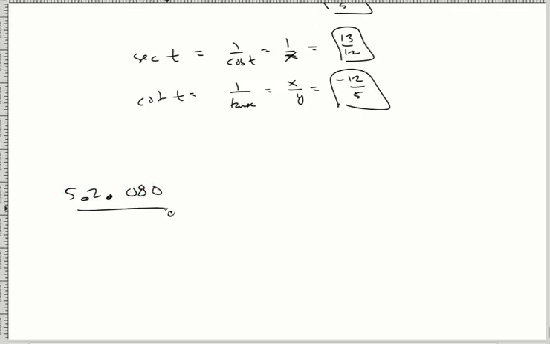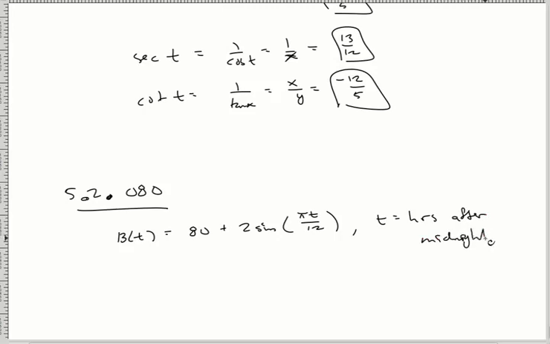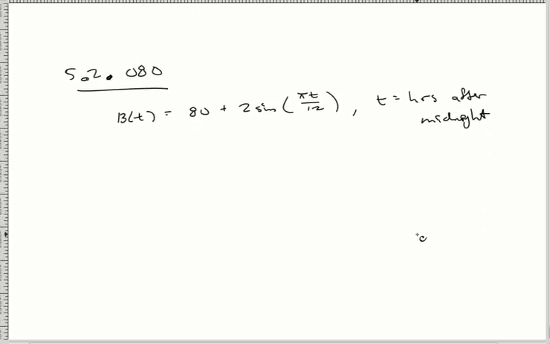Okay, so I think this is actually a word problem here. B of t is equal to 80 plus 2 times the sine of pi t over 12. And they say that t is the hours after midnight. To me, after midnight, like 0500 is 5 a.m., 5 hours after midnight. That's kind of what I'm thinking.